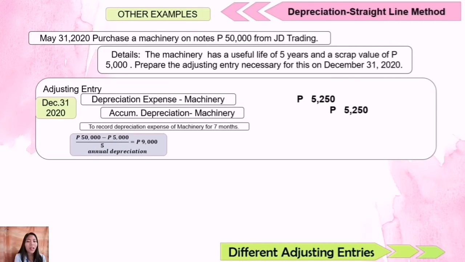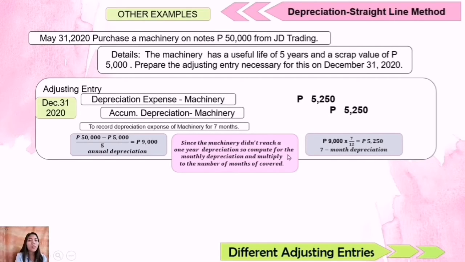Just use the formula, but please be careful with the dates present in the transaction. This is from May 31 up to December 31. If it is from May 31, we will start counting with June, July, August, September, October, November, December. So it just involves 7 months and not a 1-year period. So please look for the monthly depreciation. 50,000 minus 5,000 scrap value is 45,000, divided by 5 is 9,000 pesos annual depreciation, good for 1 year. However, we will not use 9,000 because we only have 7 months.